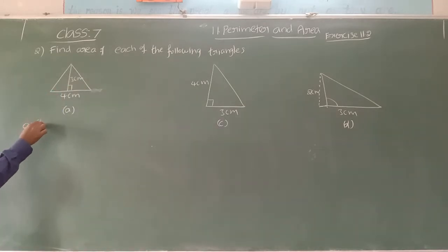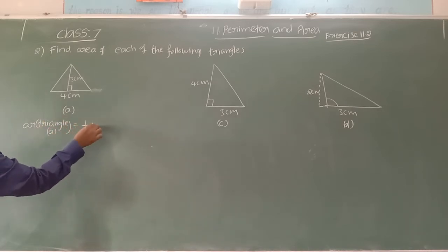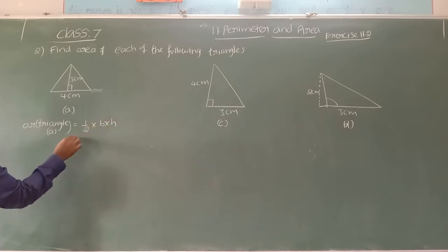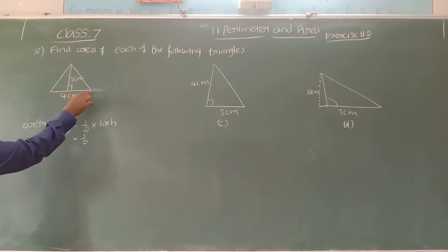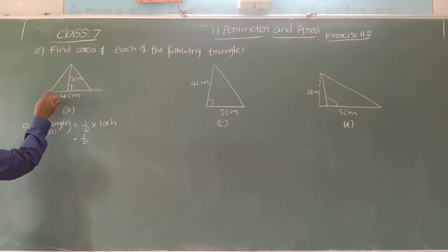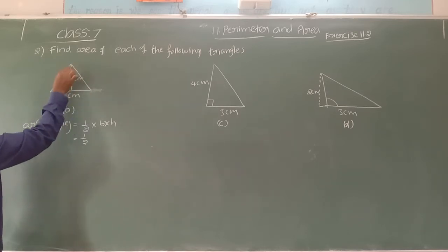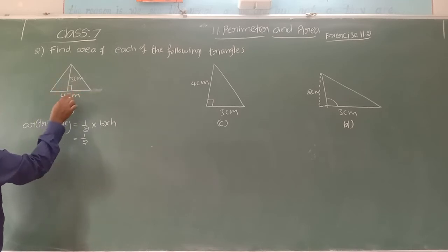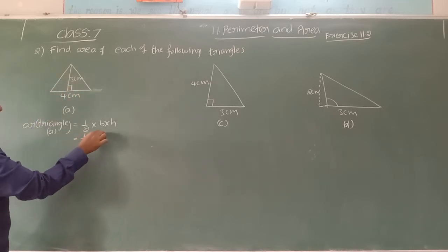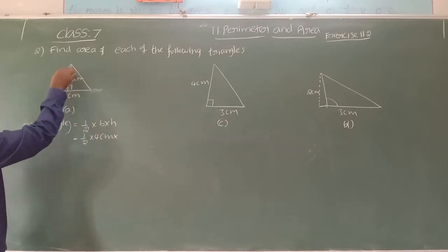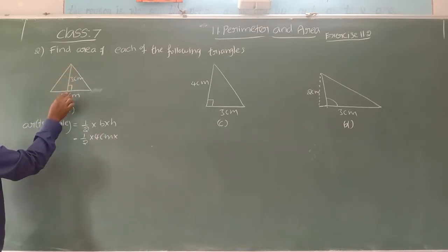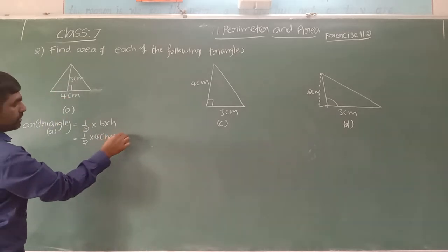Now let us find the area of these three figures. Area of triangle A is equal to, what is the formula? Half into base into height. So half into, what is the base? This side we consider as the base. The reason is that the base is one of the sides of a triangle on which the perpendicular is drawn. So on this side we have the perpendicular. So this side is considered as the base, which is 4 cm, into what is the height? Height is the perpendicular drawn from a vertex to its opposite side, which makes a right angle, which is 3 cm.